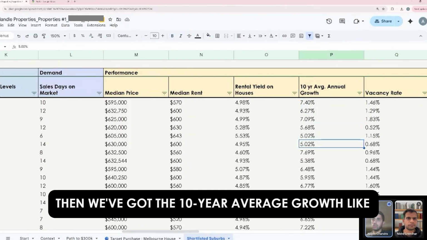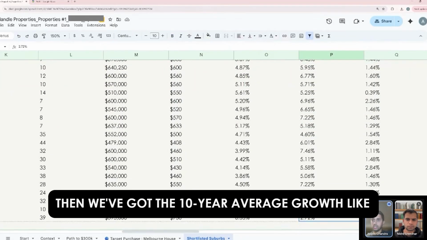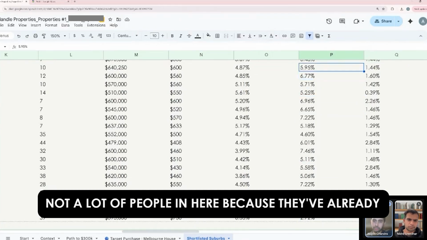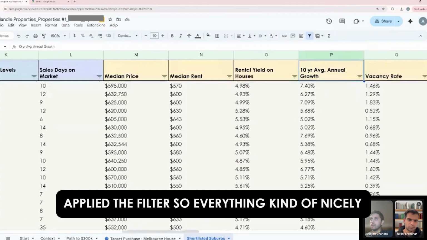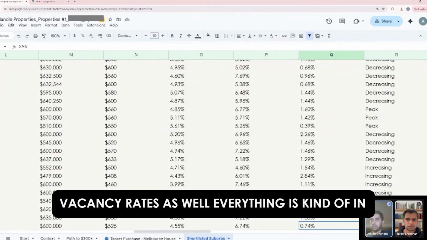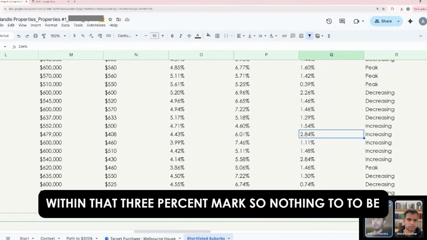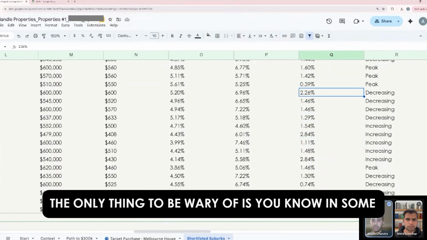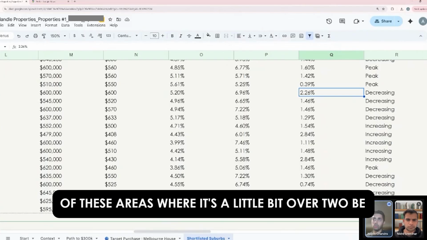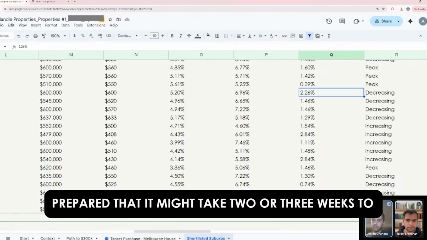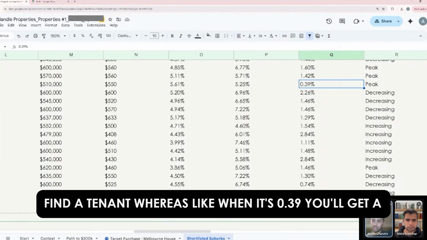Then we've got the 10-year average growth. Not a lot of theme here because we've already applied the filter, so everything nicely conforms. Vacancy rates as well, everything is within that 3% mark, so nothing to be super alarmed about. The only thing to be wary of is, in some of these areas where it's a little bit over 2%, be prepared that it might take 2 or 3 weeks to find a tenant.